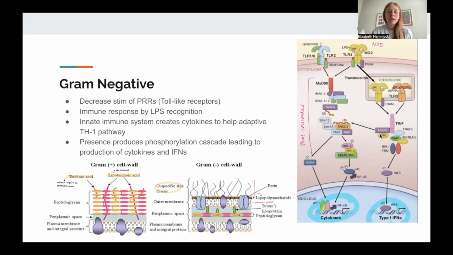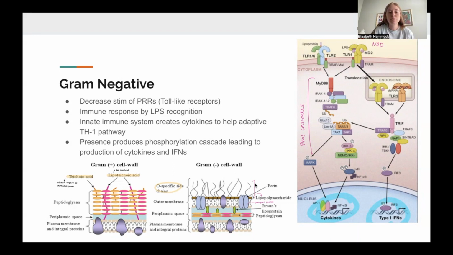So starting with gram-negative, specifically for Brucella suis, we may see a decrease in stimulation of pattern recognition receptors, which will be like toll-like receptors, as well as the immune response to LPS. So differing from gram-positive cell, which has lipoteichoic acids, the gram-negative cell contains lipopolysaccharides. So the immune system may use this as a recognition for the gram-negative pathogen.